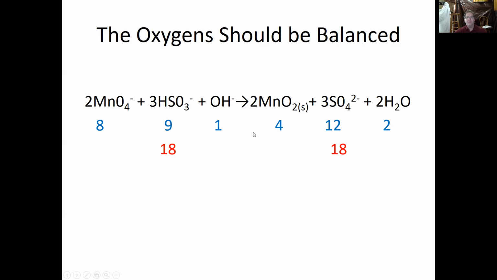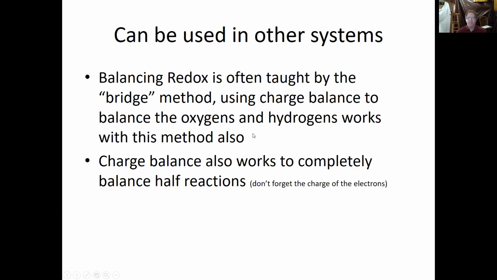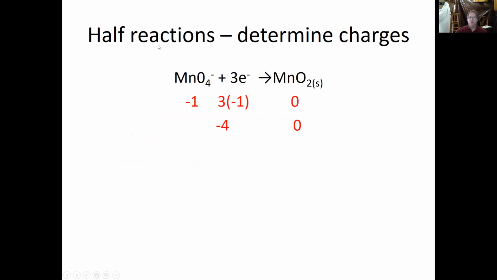Now, sometimes we're going to need to balance just a half reaction. And some of you may have used a bridge method where it just lists the two elements and the other two elements and using a charge balance. You can do the same thing with that if you learned another way. If you were taught by somebody who says you have to balance the entire half reaction before you combine them together, you can do that. There are times where we're going to have to do that. So I'm going to show you that.